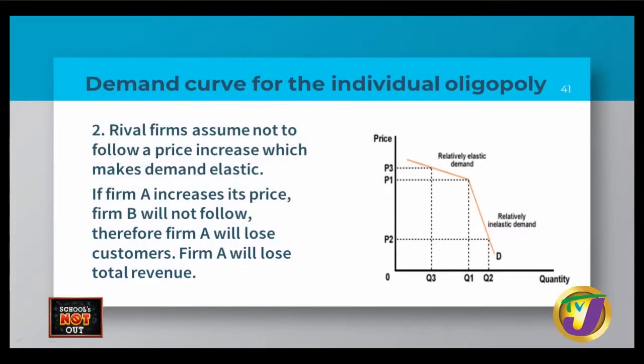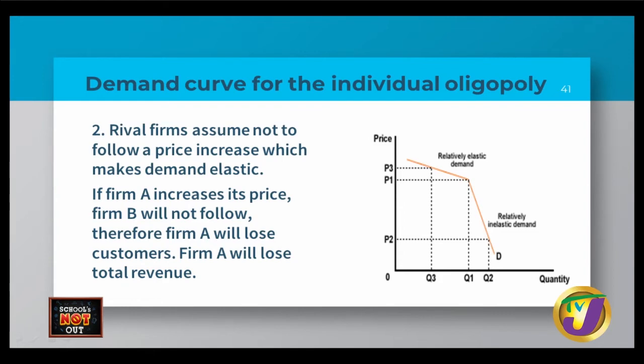The second part now is that rival firms assume not to follow a price increase, which makes demand elastic. So if there's an increase in price, there is a significant reaction. We find that if firm A increases its price, firm B will not follow, not going there with you. Therefore, firm A will lose customers and lose total revenue.